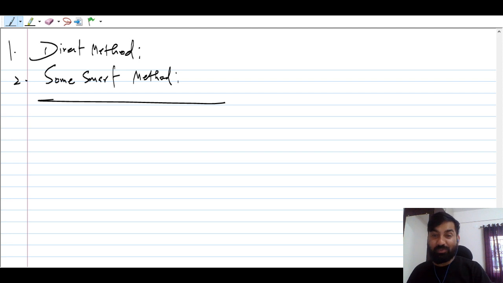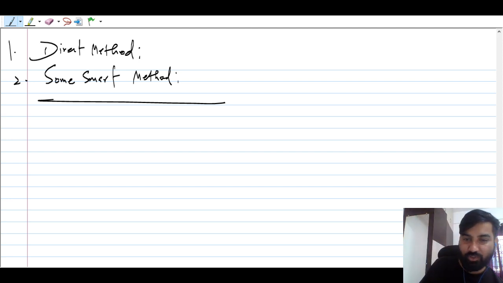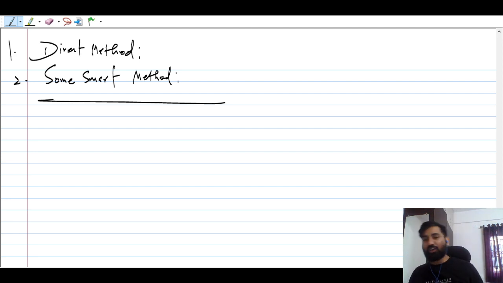Any doubt related to basis, dimension of null space, dimension of row space, dimension of column space, basis of row space, column space, किसी भी type का कोई doubt है आप पूछ सकते हो. I am open to answer. बताओ. Yes, अच्छा, tell me, yeah. If you have any sort of doubt, guys.